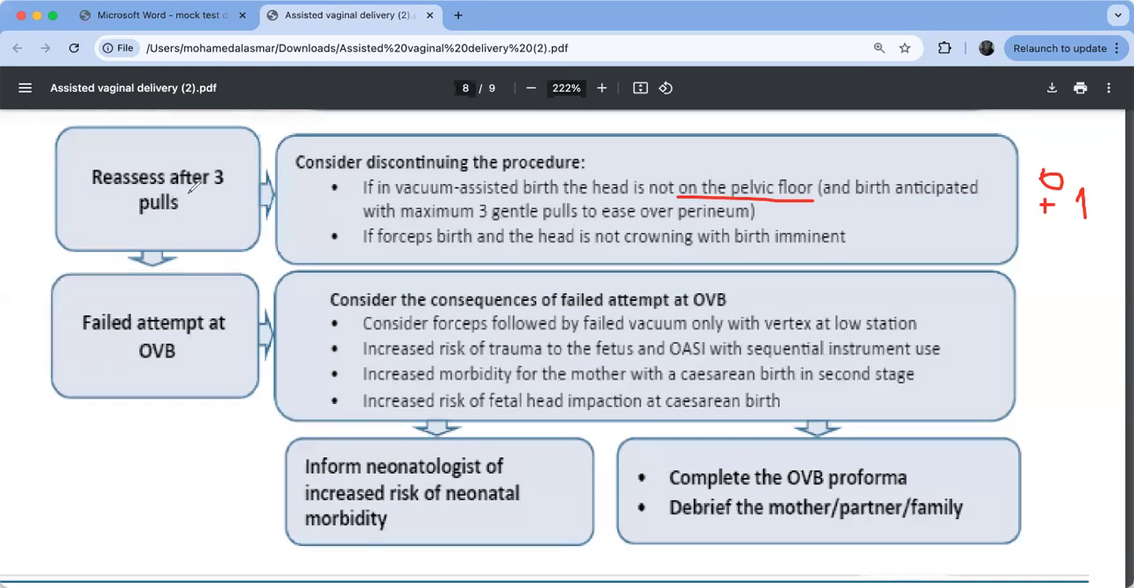Maximum number of pulls allowed before pelvic floor is 3. So I have 1 pull and I didn't reach the pelvic floor. Can I do the second? Yes, I can. If I have 2 pulls, can I do the third? Yes. But the maximum is 3 pulls if I'm not reaching the pelvic floor. Okay?